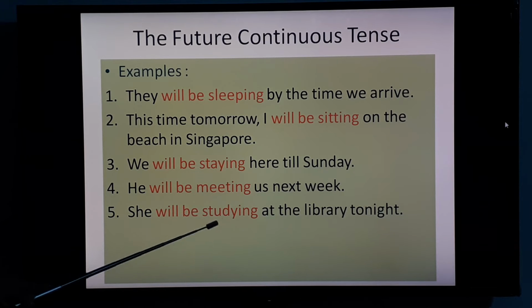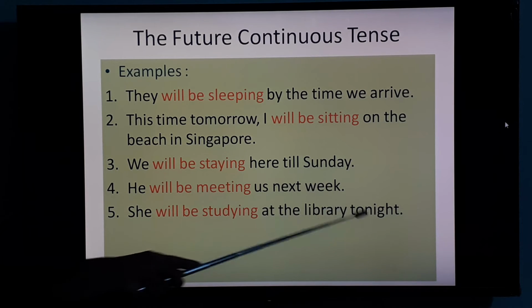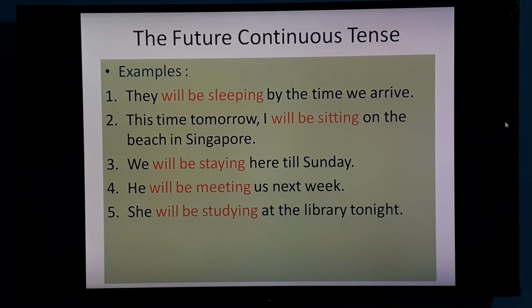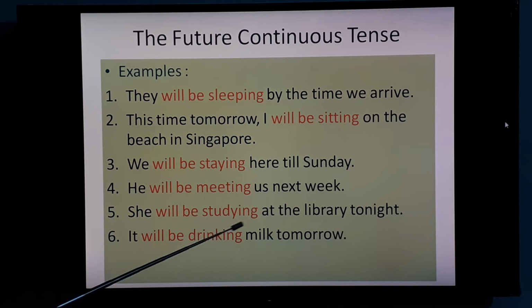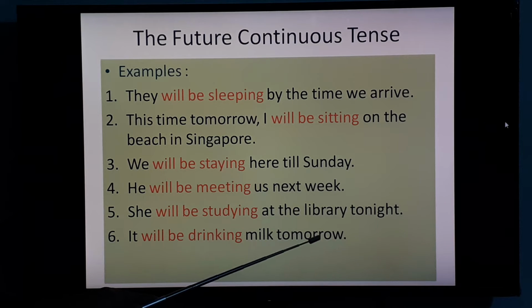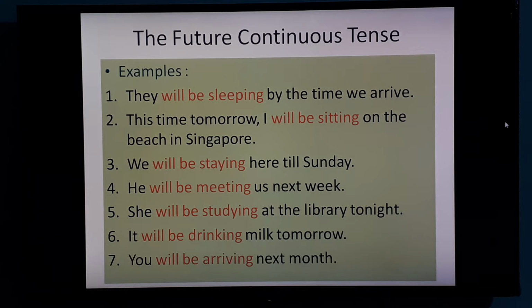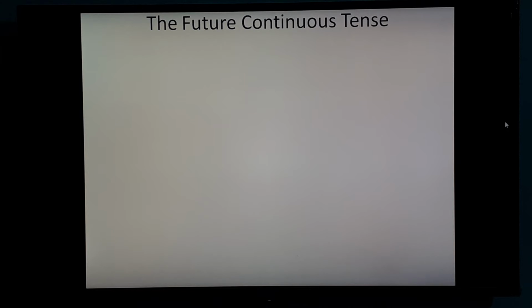She will be studying at the library tonight. Will be studying. It will be drinking milk tomorrow. Will be drinking, and tomorrow. Tomorrow, that is an adverb. You will be arriving next month. Here will be arriving predicate, or you can say verb. Next month, that is an adverb.